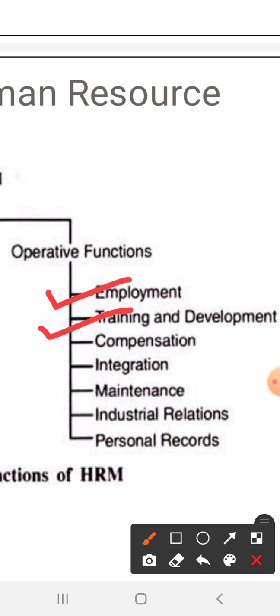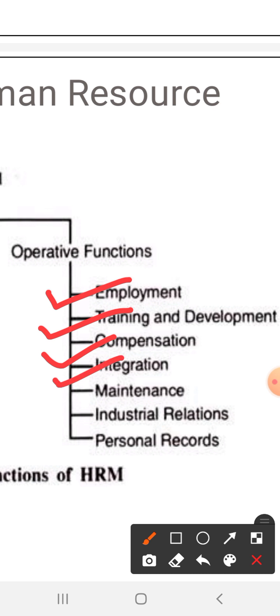Then we have the third one, compensation. Compensation is a process of providing adequate, equitable, and fair remuneration to employees. Why am I saying adequate, equitable, and fair remuneration? Because employees shouldn't feel that they are working more and getting less as a benefit. They should get rewarded for their work. Then we have next the integration part.